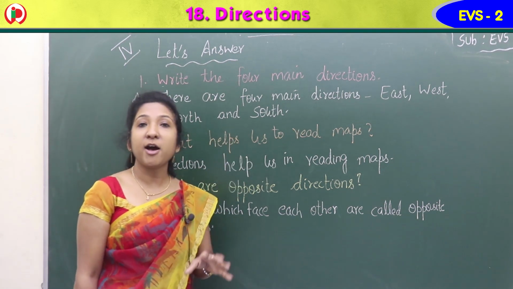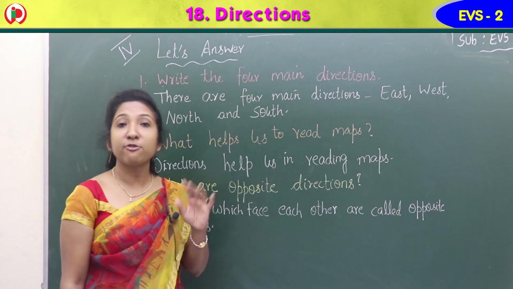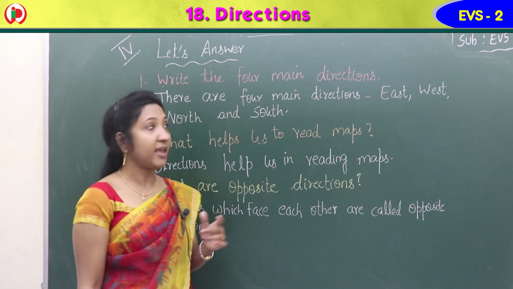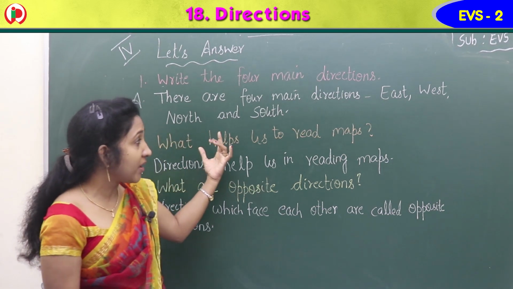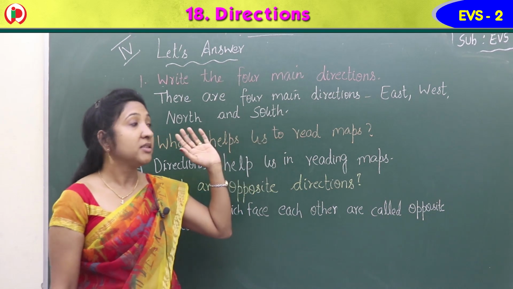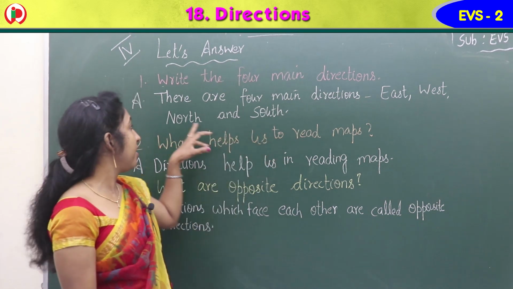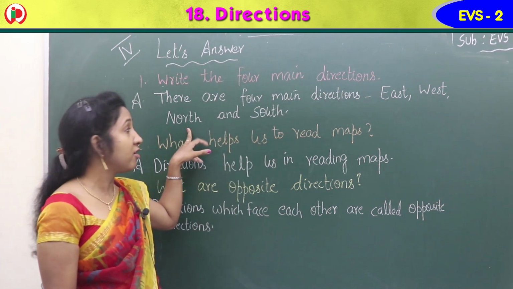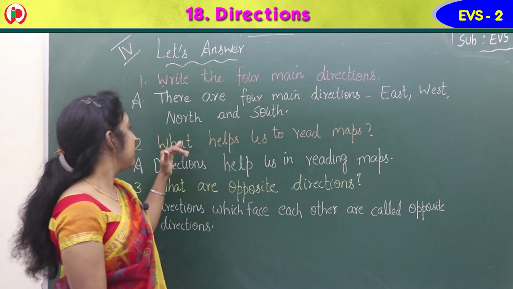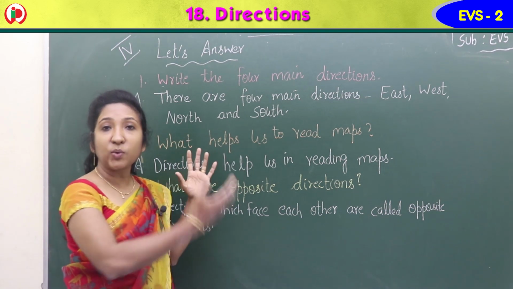So you learned about 4 main directions. There are 4 main directions: east, west, north and south. So the answer is, there are 4 main directions: east, E-A-S-T, east, comma, W-E-S-T, west, comma, north, N-O-R-T-H, north, and south, S-O-U-T-H, south.